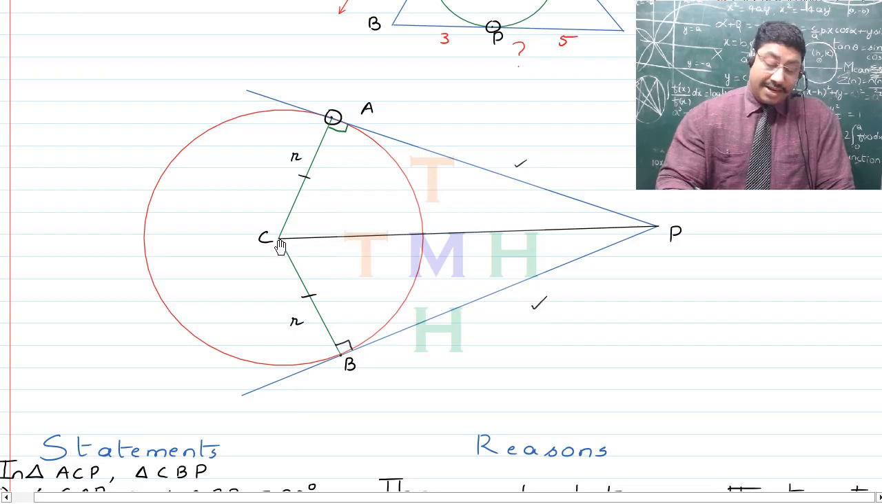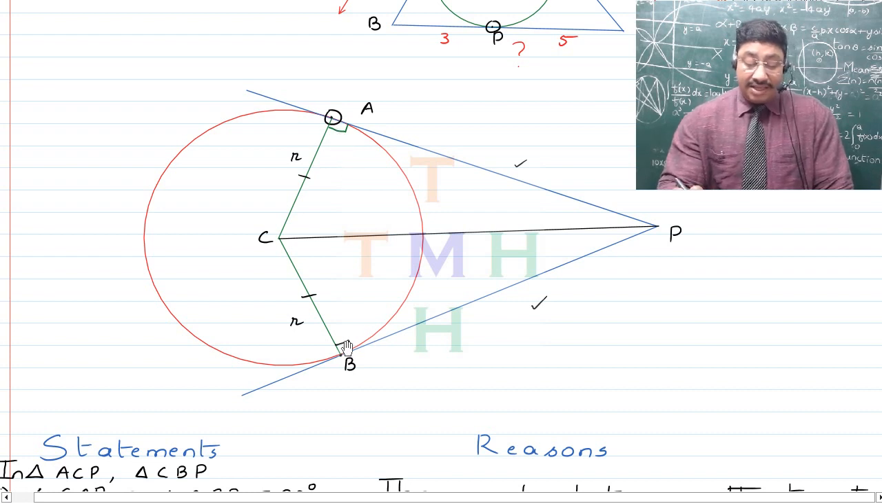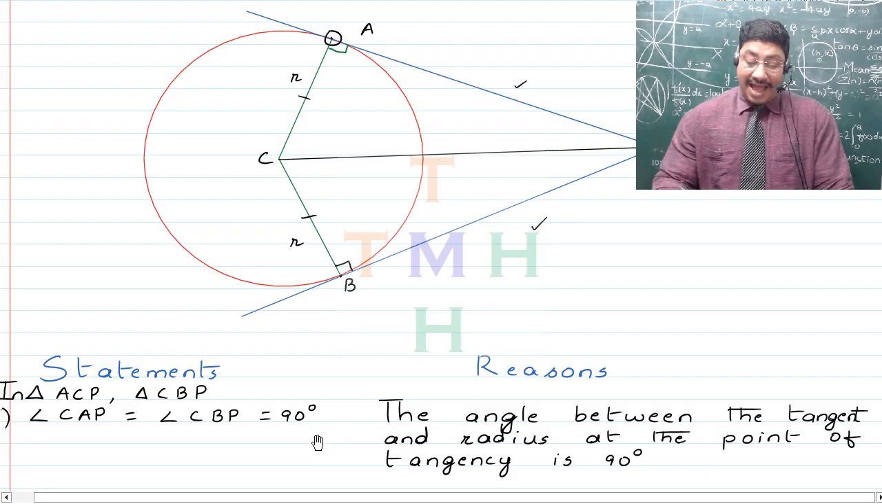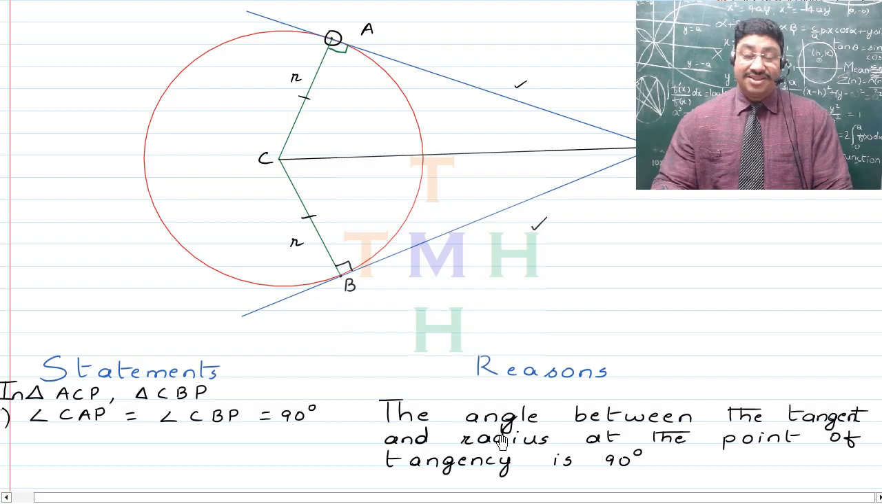Now when we drop a perpendicular from the center of the circle to the tangent, we know that it will be passing through the point of tangency, and as such the angle between the tangent and the radius at the point of tangency is 90, even in the second point where again a tangent is passing through, right? As such, we now have two right angle triangles. So the first thing is done, that is the right angle is equal to the right angle, the first statement, right? And here you'll be writing what the theorem is, that is the angle between the tangent and the radius at the point of tangency is 90.